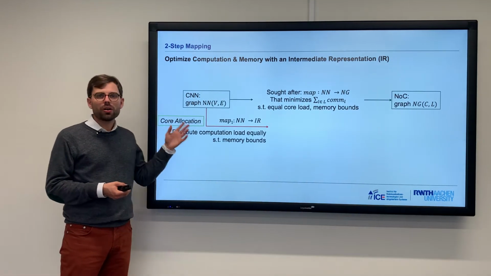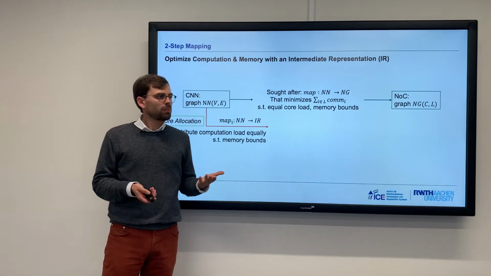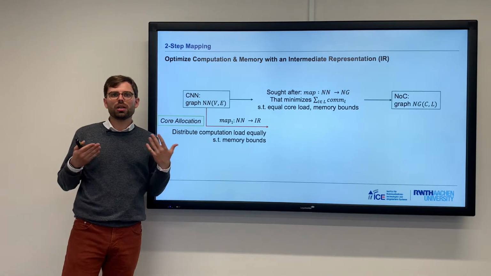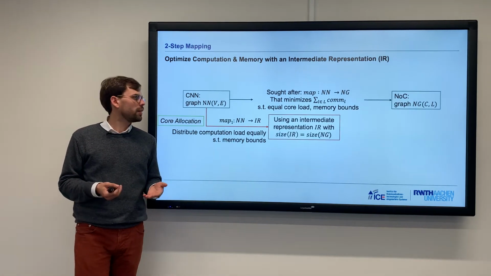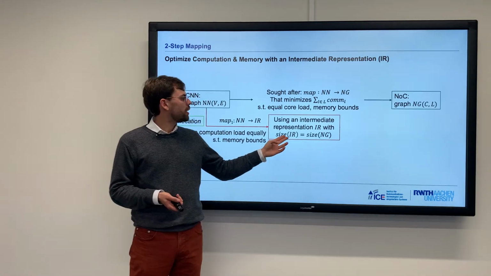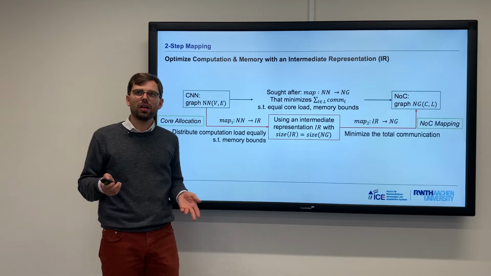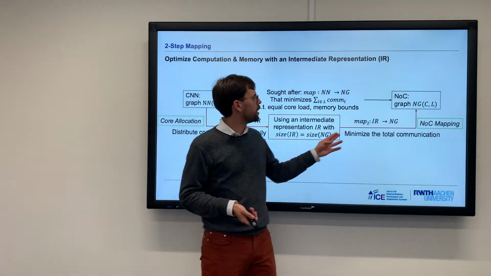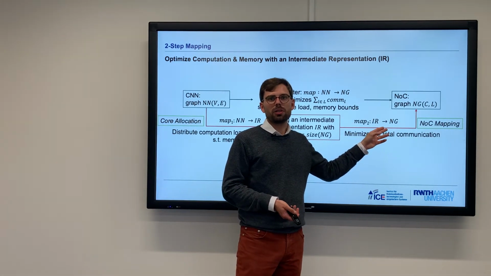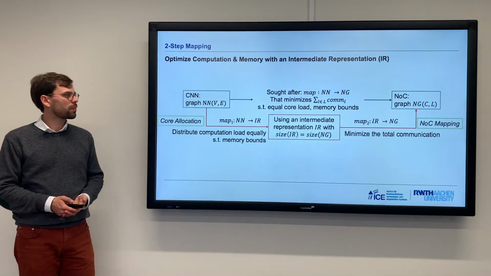First we do the core allocation, and we map into an intermediate representation, and this distributes the load equally over the cores. And for the intermediate representation, we have one additional constraint, namely that it has the same size as the network graph. And then we can do something that you all know, conventional NOC mapping, known for years. So we can just map from the intermediate representation to the network graph, and we are done. So that's something you already know.